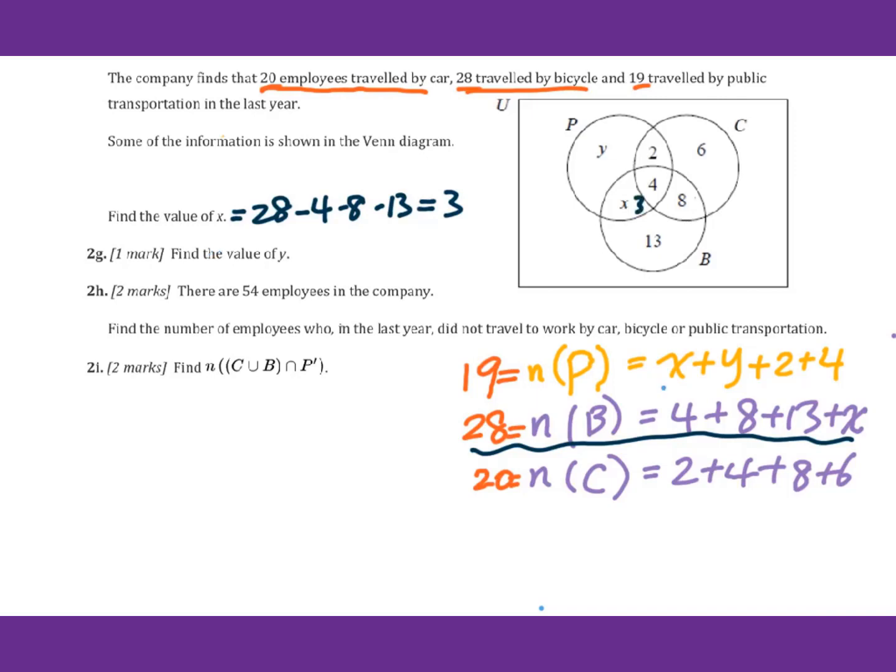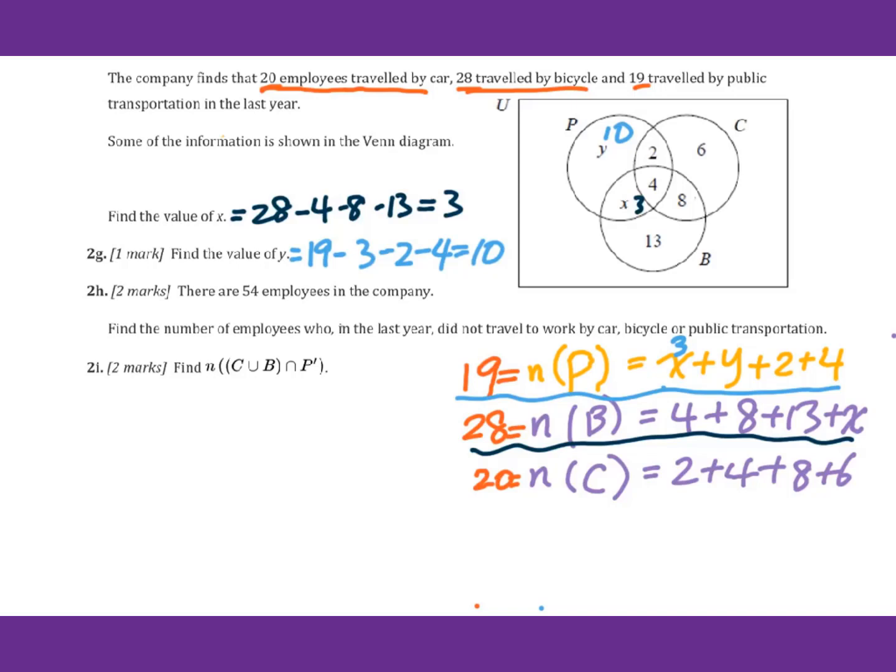And find the value of Y. We have to use this. Y equals 19 minus X, and X will be 3. So minus 3 minus 2 minus 4 equals 10.